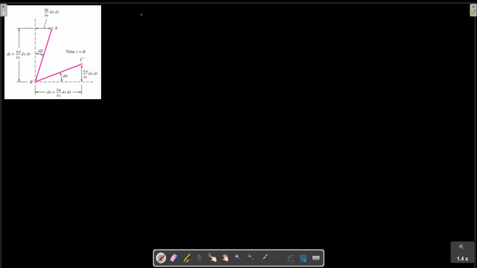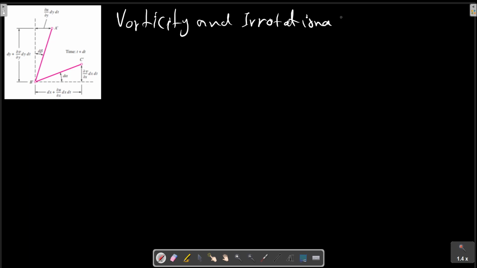Vorticity and Irrotationality. The assumption of zero fluid angular velocity, or irrotationality, is a very useful simplification. Here we show that angular velocity is associated with the curl of the local velocity vector.